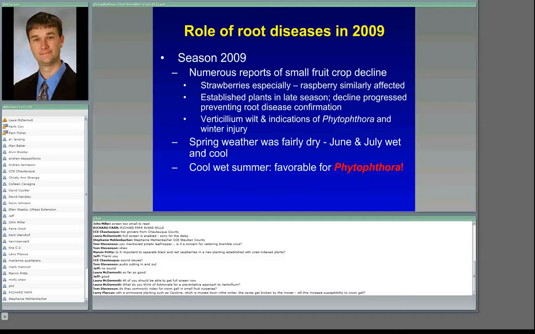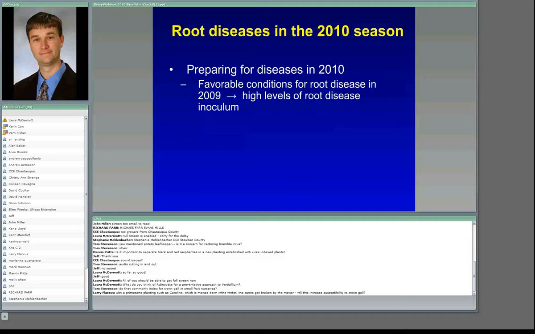So what can we do to prepare? The conditions were very favorable for root disease in 2009. There could be high levels of inoculum. Even if you didn't have any root disease decline last year, the situation may be prepped for having enough inoculum such that if the conditions exist, you could get a root disease problem.